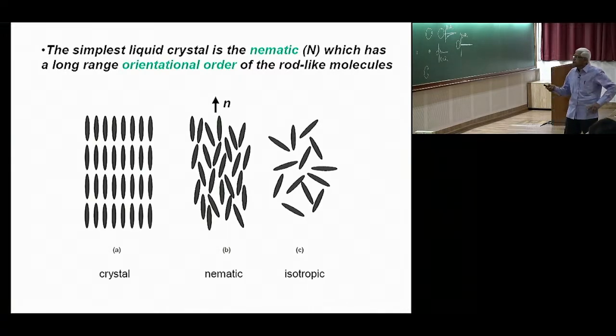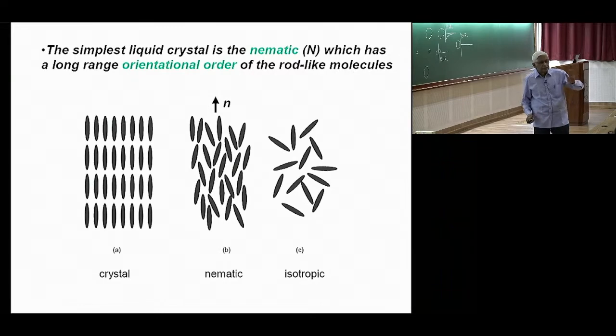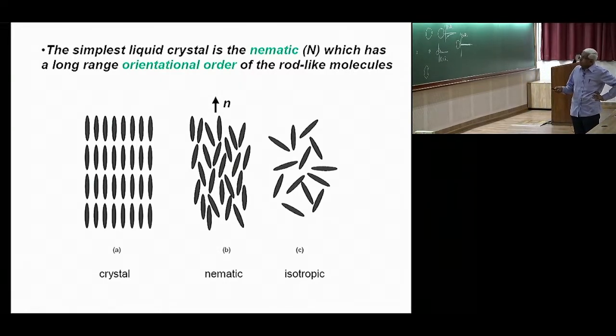This is the simplest liquid crystal, the nematic, which is also the most useful because that is what is used in all the displays that all of you are using practically day in and day out. This has to be heated to an even higher temperature for it to lose the orientational order and go to the isotropic phase.